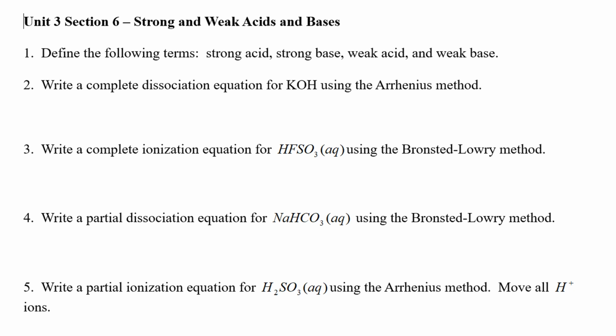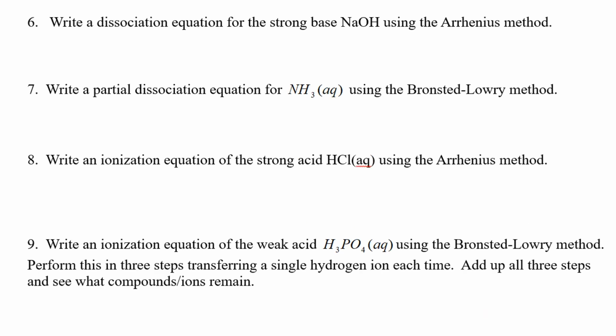Number 5. Partial means double arrow. Ionization means I'm moving some hydrogens. Now this one's the Arrhenius method, so no water involved. So we're just going to take H2SO3, that's aqueous. There are 2 hydrogens. We've been used to moving one, but it does say here to move all hydrogens. So how many hydrogens are there? Well, there are 2 of them. They are plus. And what are we left with? SO3 -2, no pairs to do anything with.